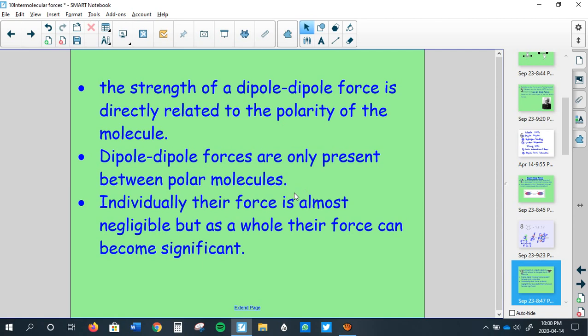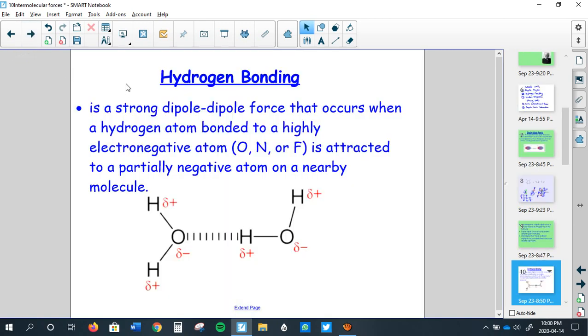Already mentioned that it occurs between only polar molecules. Individually, the force, like we mentioned, is almost insignificant, but a container, a flask, a beaker of this really does change things, physical properties, like melting and boiling point, things like that.